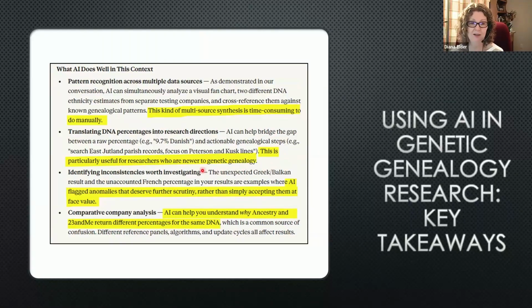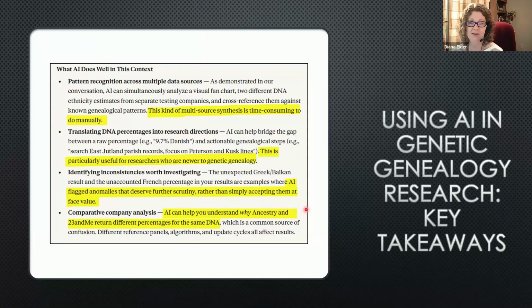And especially if you're maybe newer to your tree, or maybe if you're working with somebody's tree that you don't know very well, they have shared their tree and they've shared their DNA with you, and you're trying to figure out something about their lines. This could be a really good way to just find some quick analysis, having AI help you. And then it flags some anomalies and it tells you that this is an anomaly rather than simply accepting them. And then it can help understand why Ancestry and 23andMe return different percentages.